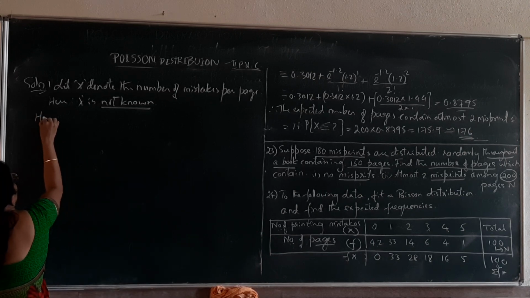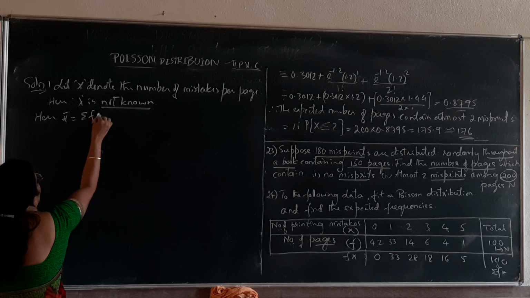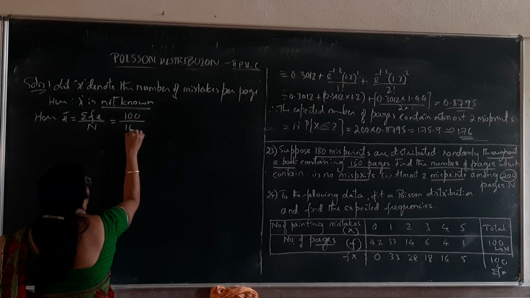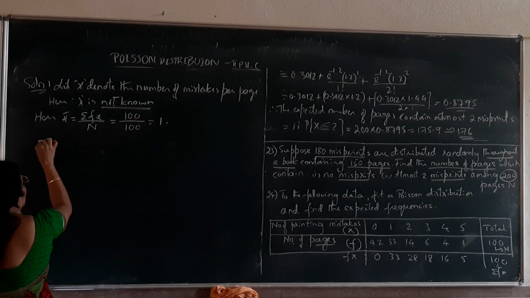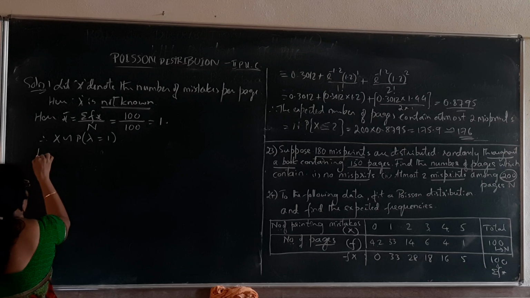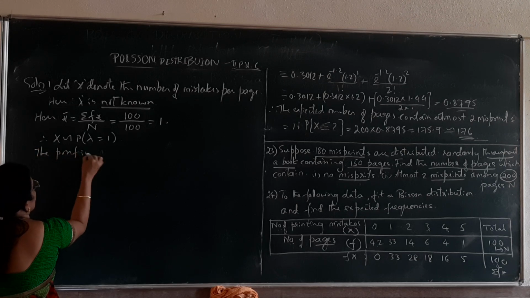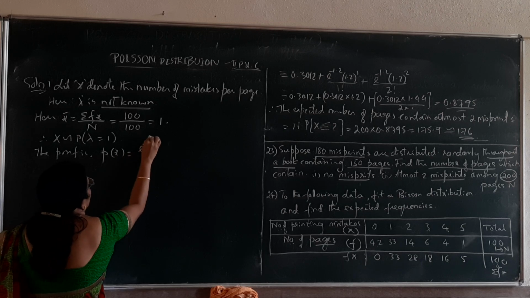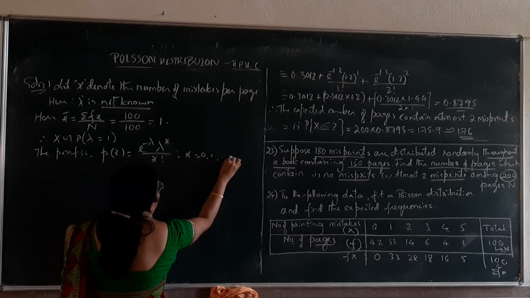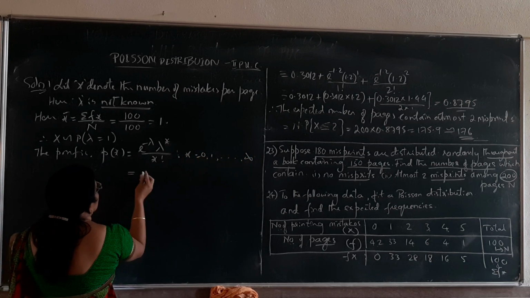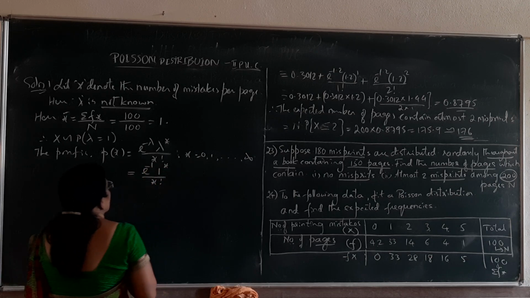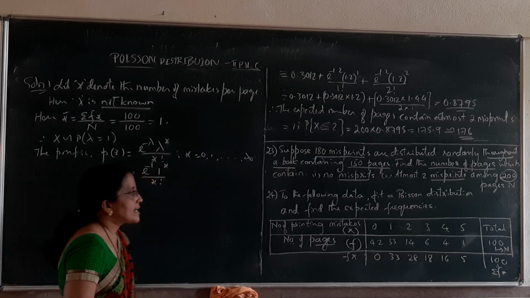Here x bar equals sigma fx divided by capital N, which is 100 divided by 100, equal to 1. Therefore, x follows the Poisson distribution with lambda equal to 1. Next, the probability mass function is p of x equal to e power minus lambda, lambda power x divided by x factorial, x equal to 0, 1 up to infinity, which is e power minus 1, 1 power x divided by x factorial. This is how to write the probability mass function.